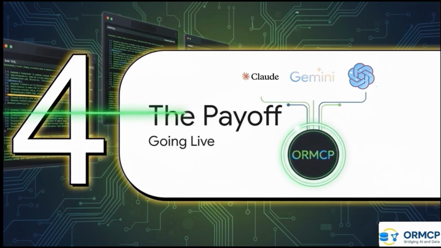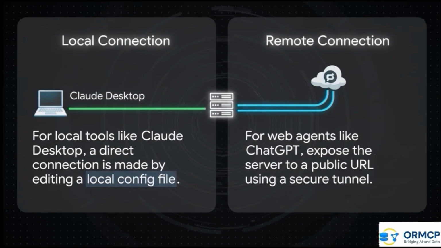Okay, so the theory is great, but let's get to the payoff. It's time to go live and actually connect our freshly built microservice to some of the most powerful AI platforms on the planet. Now, there are 2 main ways we can do this. For a local tool, something like Claude Desktop, we can make a direct connection just by telling it where our ORMCP server is running on our machine. But for a remote, web-based agent like a custom GPT, we just need to expose our local server to the internet using a secure tunnel.